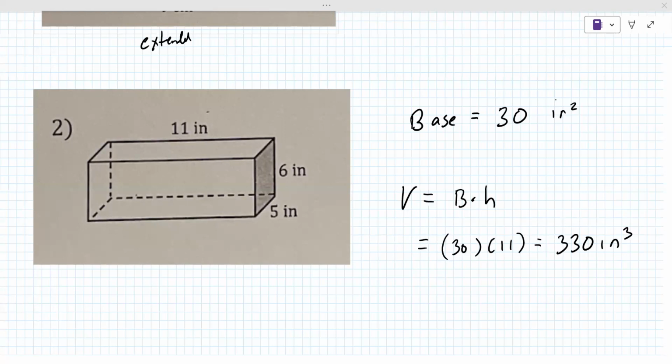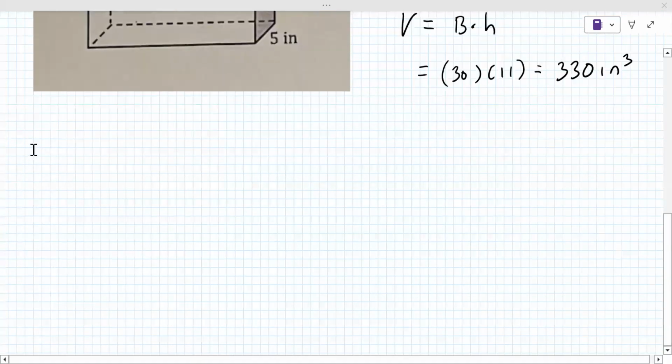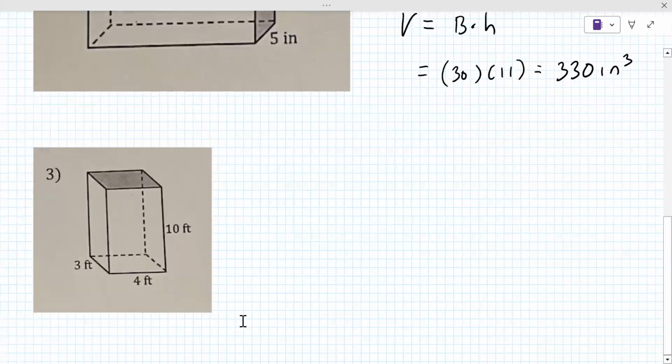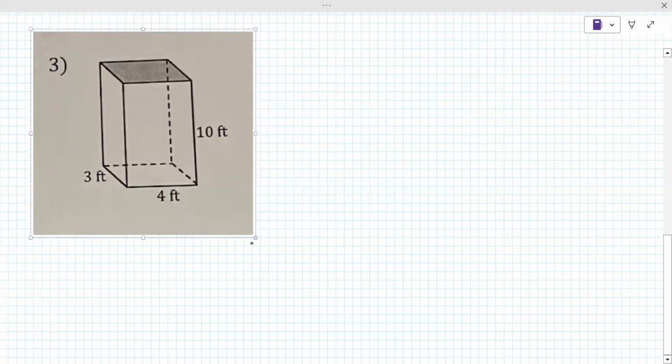All right, number 3 we'll look at next. Well, I want you to do it the same way. I want you to find the area of the base first. There's a reason for that. What is the area of the base in this problem?